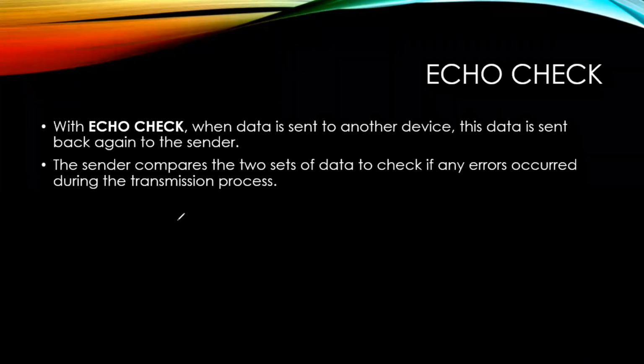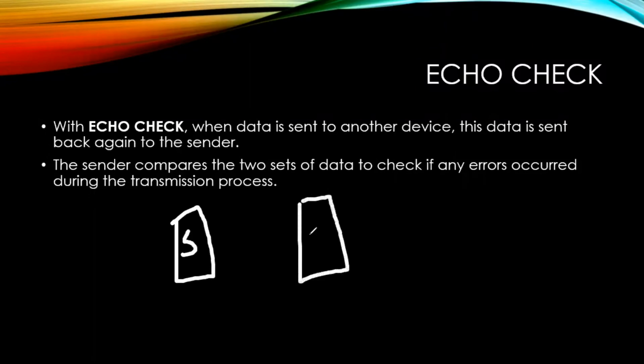Again, we have the sender here, and then the receiver. Sender sends the receiver a packet. Receiver gets the packet, as you can see here. Now, receiver doesn't know if the packet is correct.